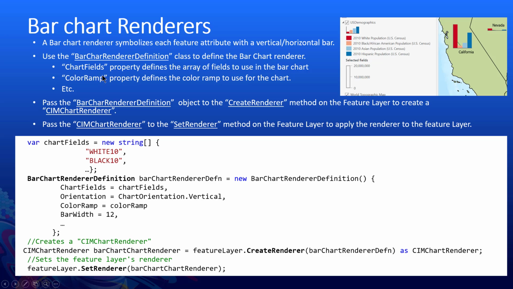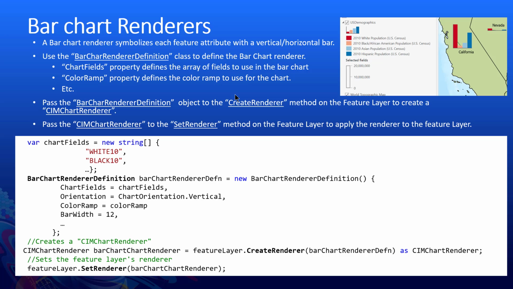The chart fields property is one of the main things to configure. This is a string array where you list the field names in the feature layer to visualize in the bar chart. Color ramp property defines the colors to use to symbolize the bars in the chart. The render definition object exposes a few more properties to configure the chart symbols.